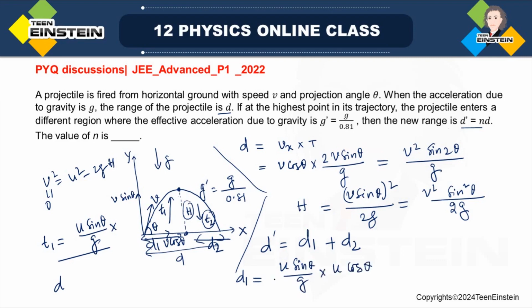Here u and v are the same. Actually I am taking u again and again, so this will be v, suppose. So you will get here v square sine theta cos theta. If you want to make it sine 2 theta, then you have to multiply by 1/2 here, and you can write sine 2 theta here. So this is nothing but d by 2, right?